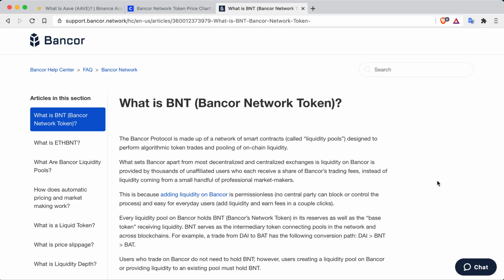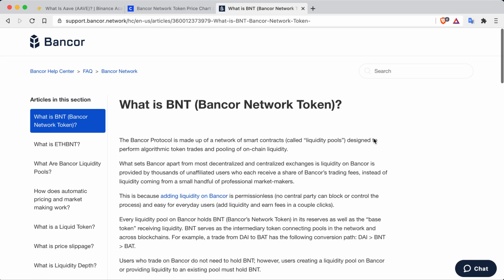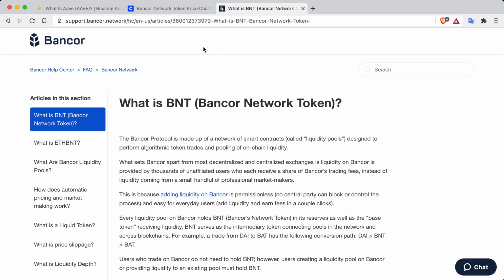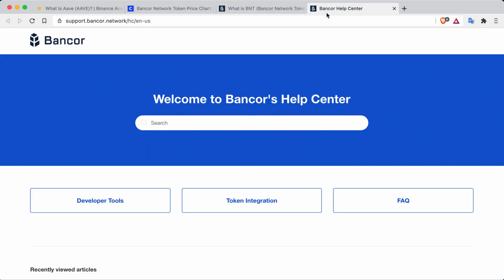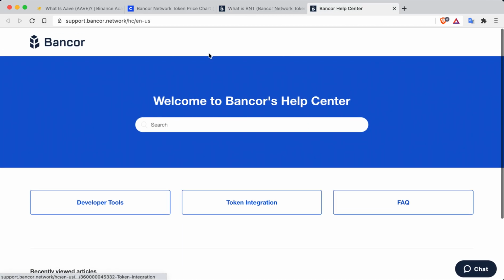So today we'll be talking about a coin that's called Bancor, Bancor Network Token. What is BNT? It's a very interesting question. This is a coin that's gaining a lot of popularity right now, and I think it's important to have a little bit of research about this coin.